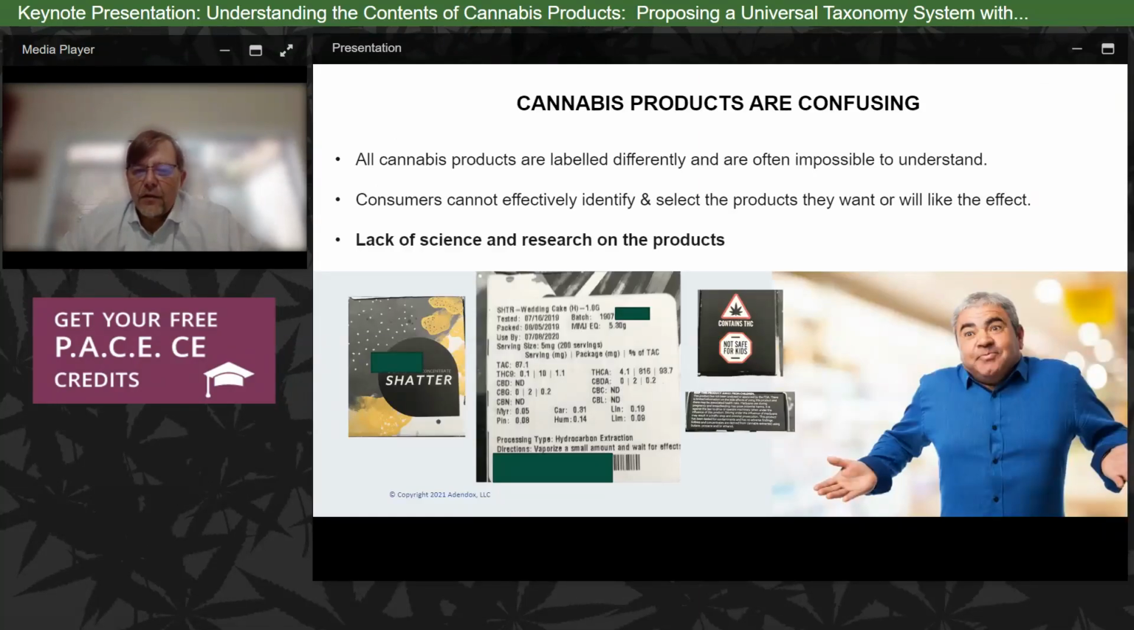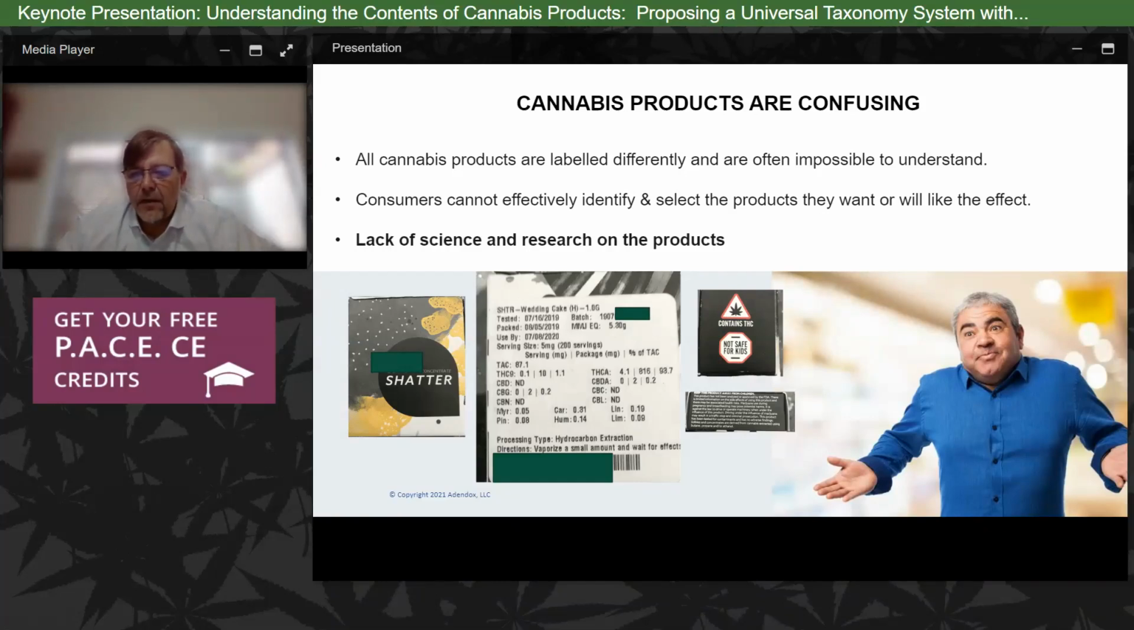And when somebody goes and purchases cannabis products as a consumer, or even as another business, all cannabis products are labeled differently. They're often impossible to understand. So for example, it's this little layout here, and it's very difficult to understand what concentration of THC. It takes time to study this label, and that becomes an impediment.